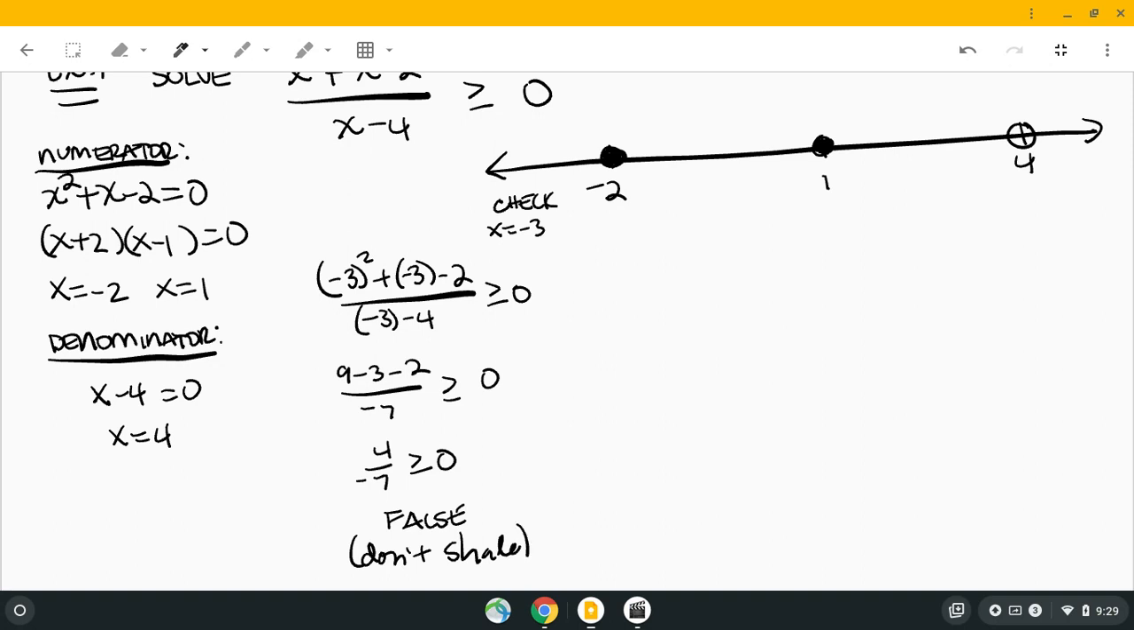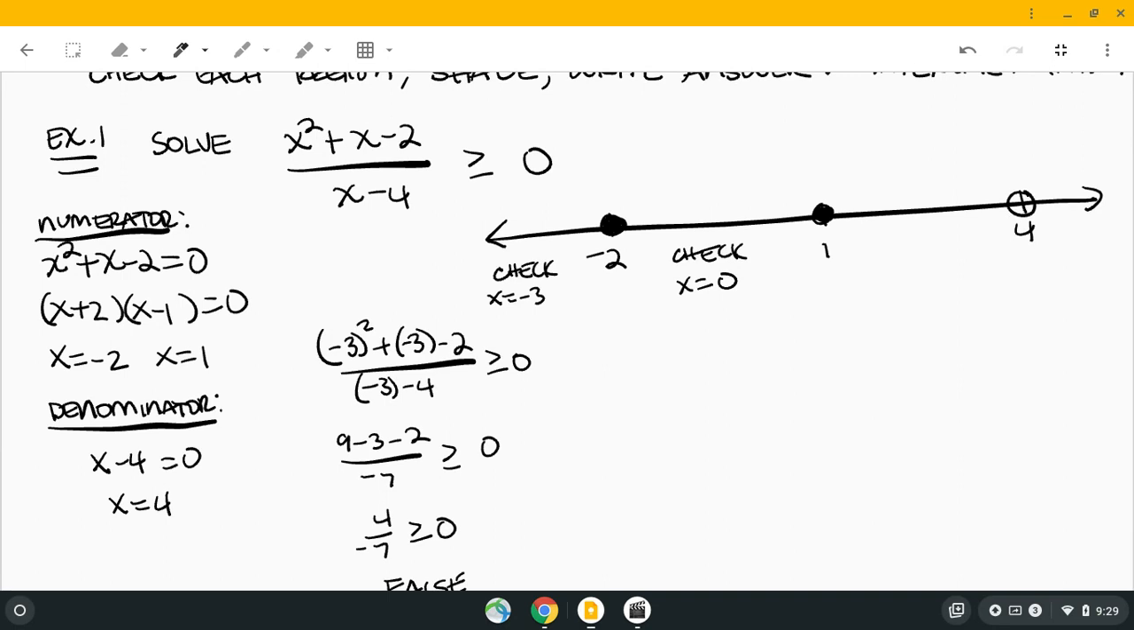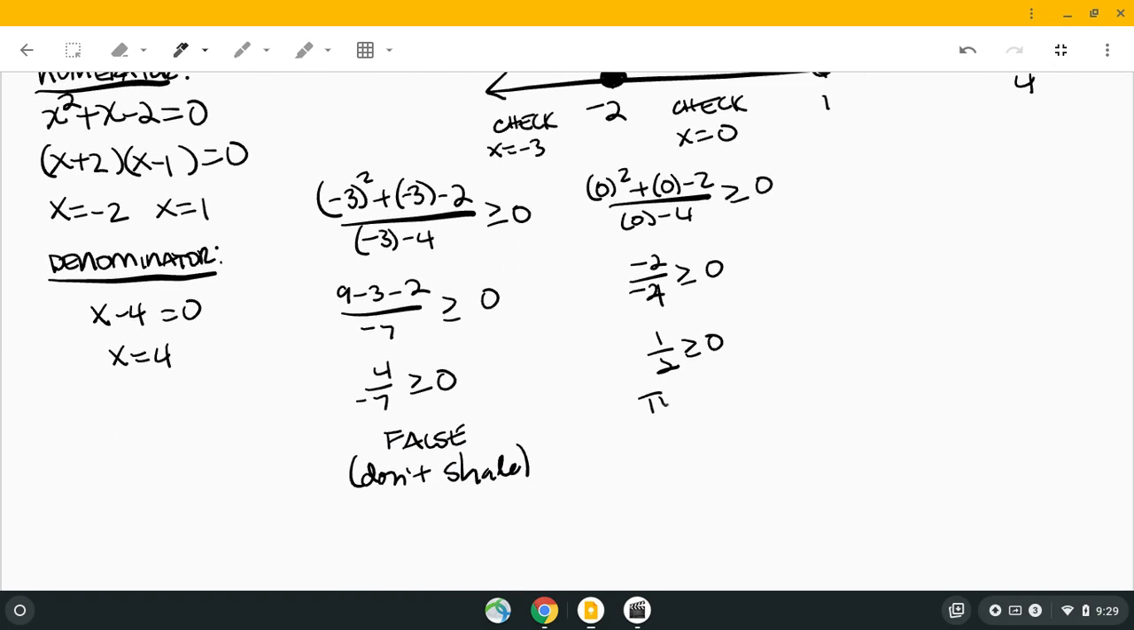Okay, what about here? What are we going to check? Do we have 0? Yeah, 0 is always nice. 0 is easy to work with. All right, 0 squared plus 0 minus 2 over 0 minus 4. Is that greater than or equal to 0? We get negative 2 over negative 4, and that becomes positive 1/2. Positive 1/2 is greater than or equal to 0. So that is true. So we will shade this region.